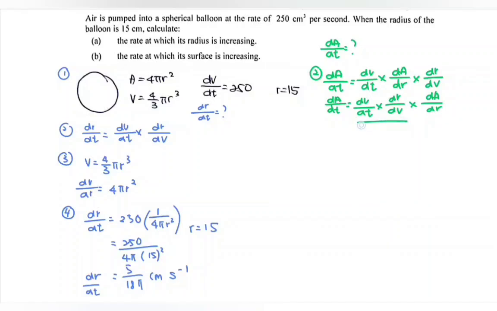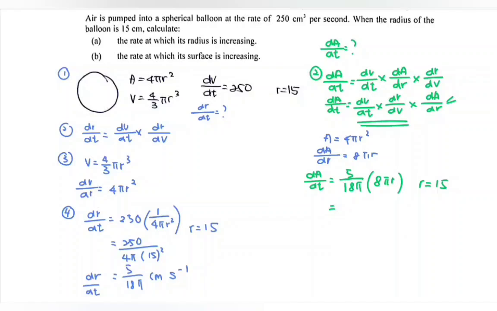And kindly refer to this part. Notice that we already got dr/dt based on question A, so we can just straightforwardly substitute. Next, for the area in terms of r, dA/dr is 8πr. So kindly substitute. In order to find dA/dt, we have 5 over 18π multiplied with dA/dr, so no need to flip, which is 8πr when r equals 15.